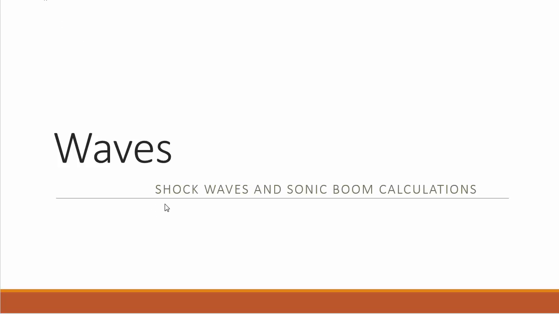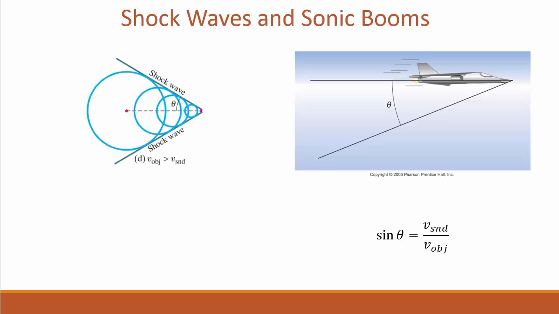So there are a couple of equations that we're going to use when analyzing shock waves, and they're actually pretty easy to derive. So let's look at a picture that we've seen before. Here we have an object moving faster than the speed of sound, and so that creates this shock wave here. So this ring here is the most recent sound wave emitted, and then this is the first sound wave emitted, so it's had the longest time to spread out.